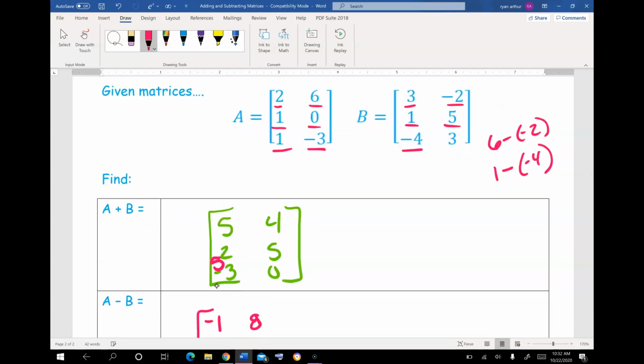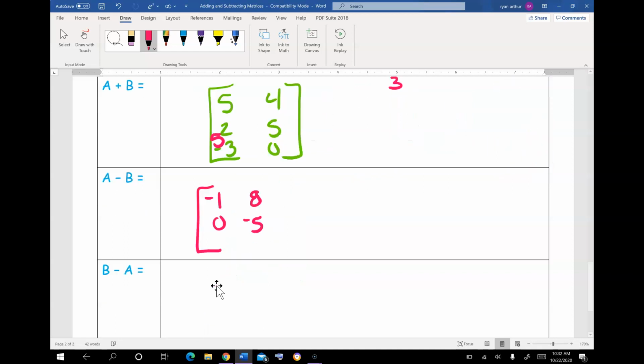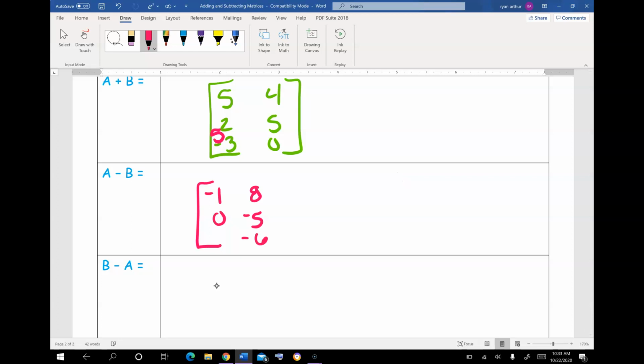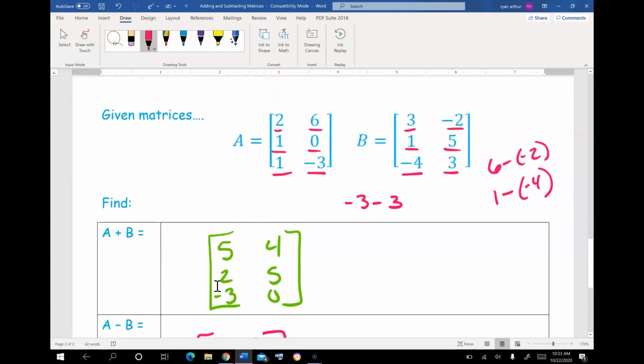And then negative 3 minus 3, that gives me negative 6. And that's your answer, okay? All right, so let's see here. So I don't have to keep going back and forth, I'm going to rewrite the matrices down here, so we can see what I'm doing, all right?